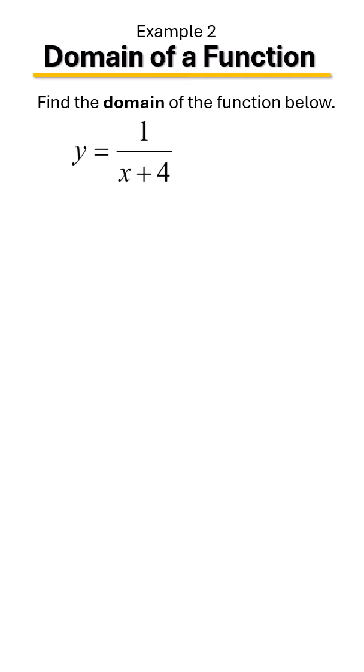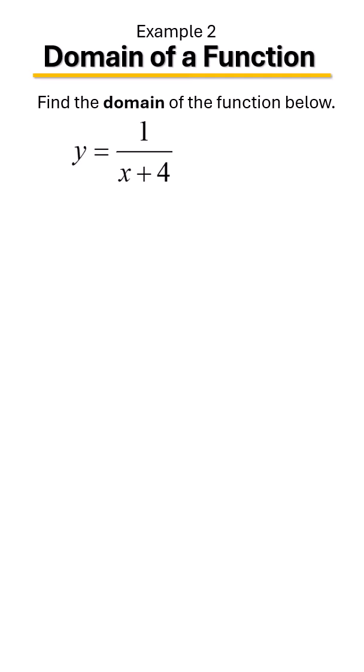In this example, we're asked to find the domain of the function below. This function is a rational function. Anytime you have terms on top and on bottom, these are called rational functions. Recall they have one rule or restriction, and that is you're not allowed to plug in a number which would produce a 0 in the bottom.